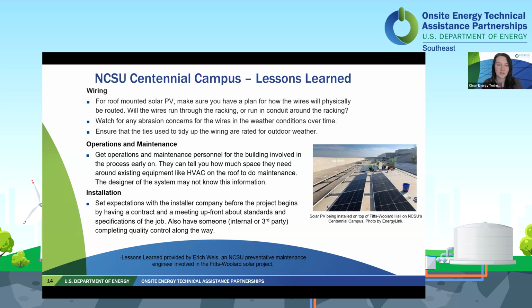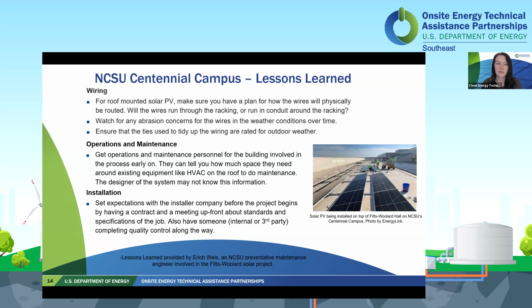And he also mentioned to get operation and maintenance personnel for the actual building involved in the process as early as you can, because they'll be able to tell you how much space they're going to need around the existing equipment on top of the building, like the HVAC system, to do their typical maintenance, or if those parts are going to need some sort of part swap, how much space are they going to need around that? The person designing the system may not have that information without their input. And you might have to go back and change your design if you get that information after the fact. So it's important to think about that up front and get them involved.